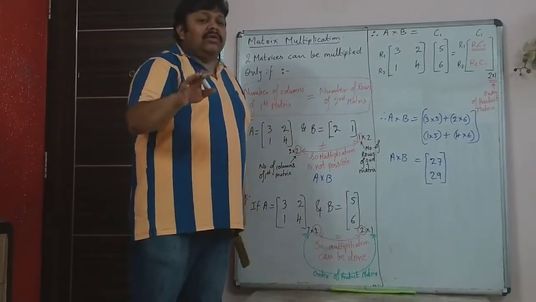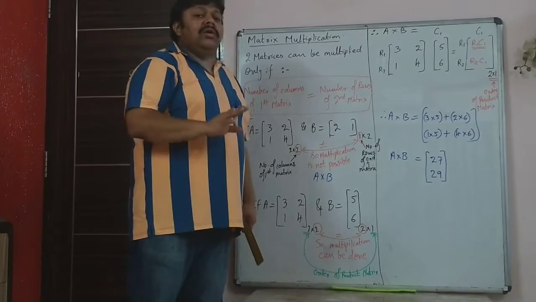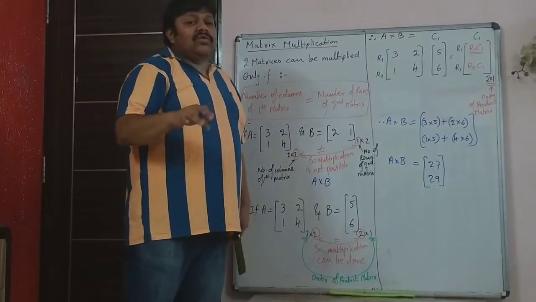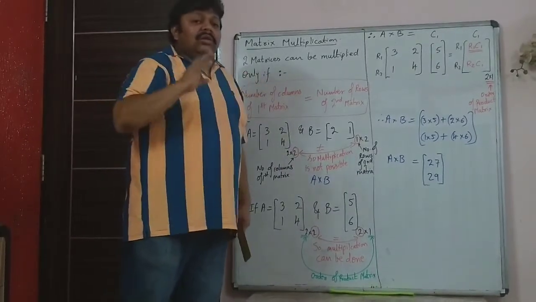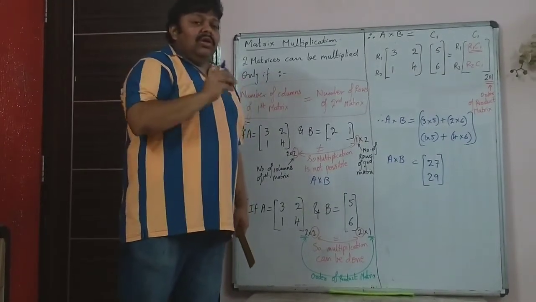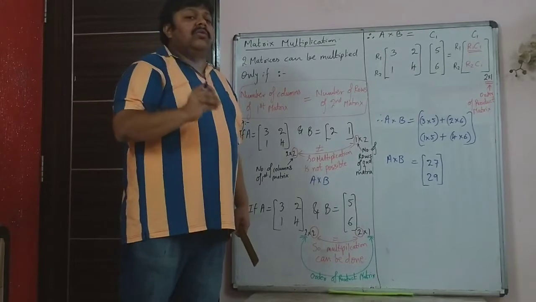In your syllabus, you have a maximum of only 2 into 2 matrix. No sums with order 3 into 3 will be asked in the boards, because the syllabus book clearly mentions that you are limited to 2 into 2 matrix.